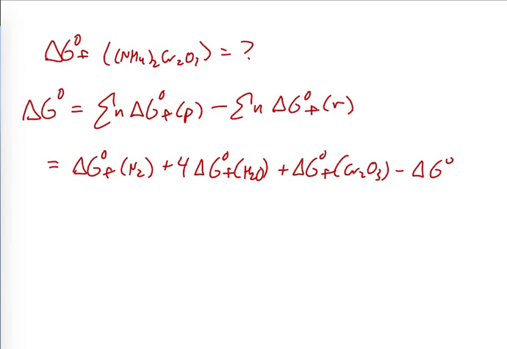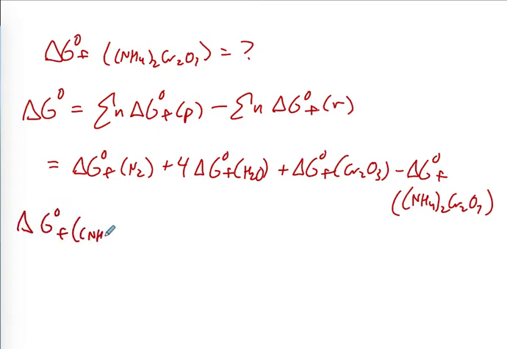Nope, sorry, I apologize. Minus the standard free energy of formation of ammonium dichromate, which is what we're trying to find. So to solve for the standard free energy of formation of ammonium dichromate, we will rearrange the equation, and we get that that's equal to, by the way, remember that this is 0 because the formation of 1 mole of nitrogen from its elements in their standard states is 0.